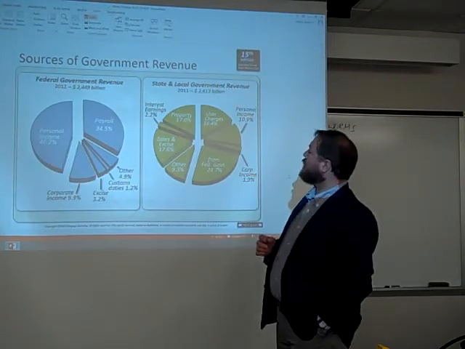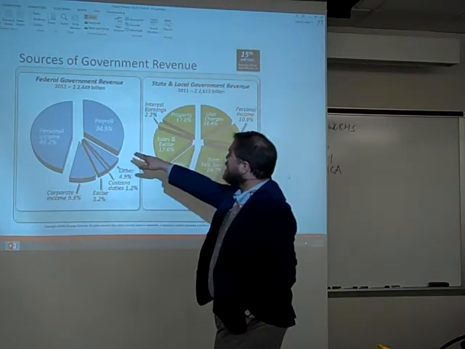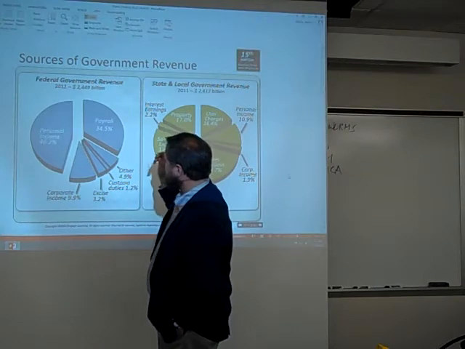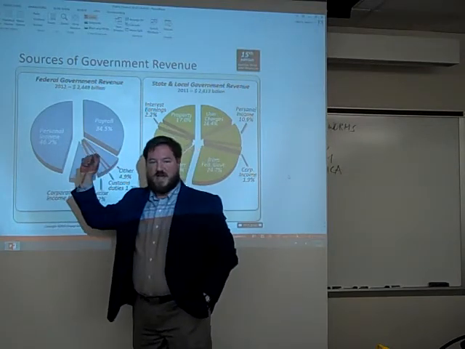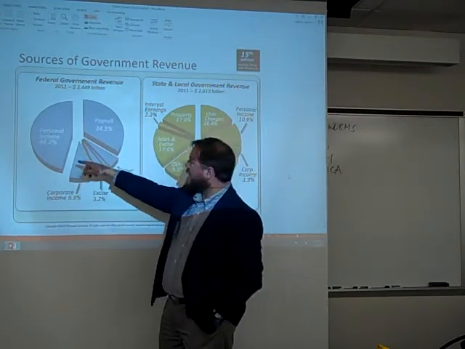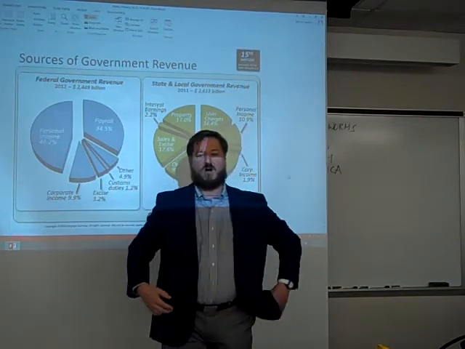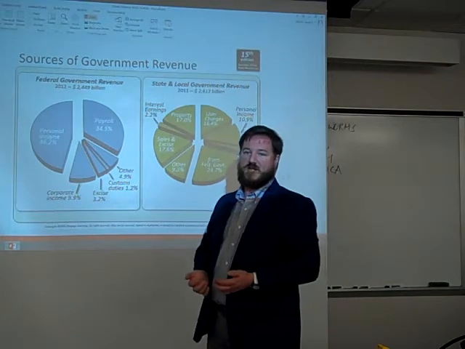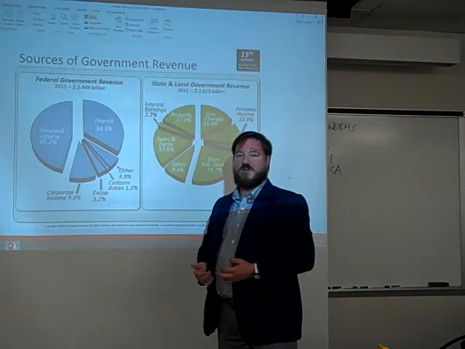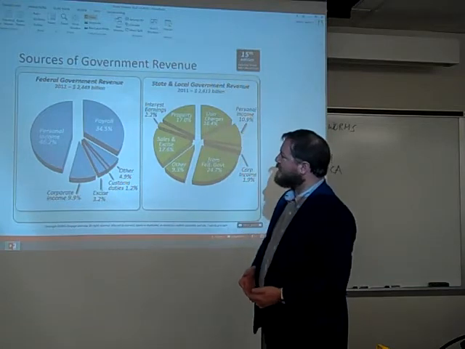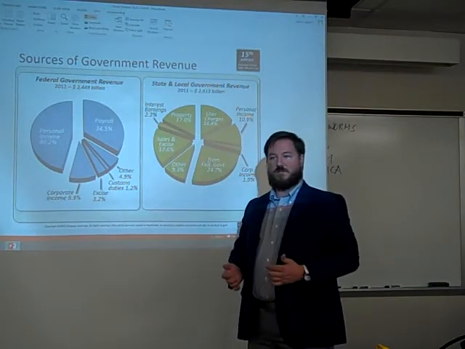So let's look at sources of government revenue. Here in blue we have federal government revenue. In 2012, personal income tax, the income tax that you pay, made up 46%, or just under half, of all of the money that the federal government brought in. This is the federal money the federal government uses to build roads, to pay soldiers in the military, to fund different projects.